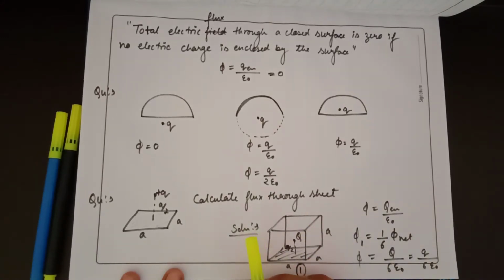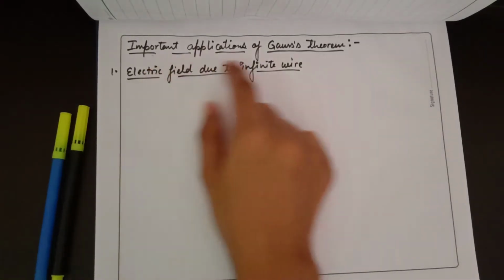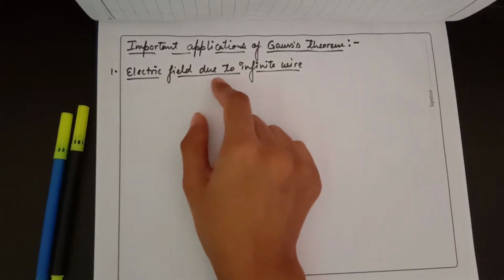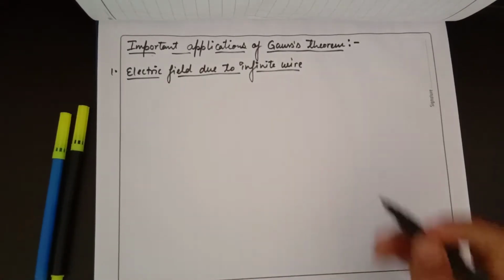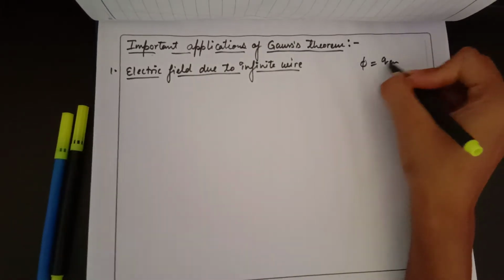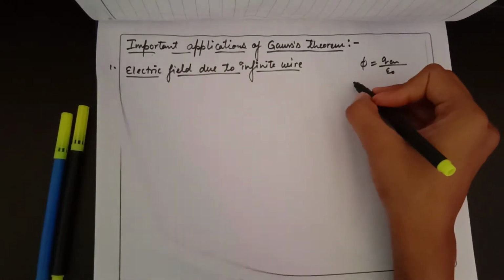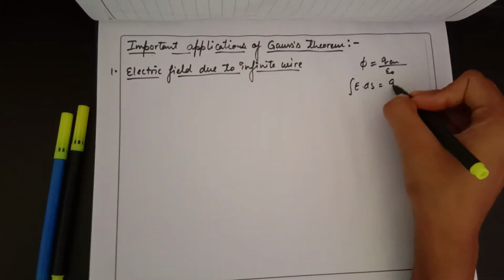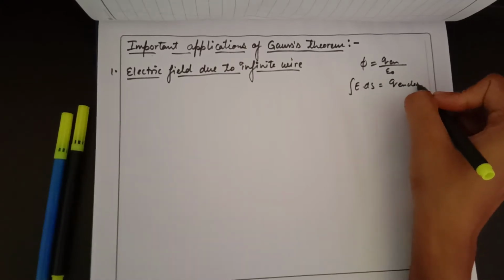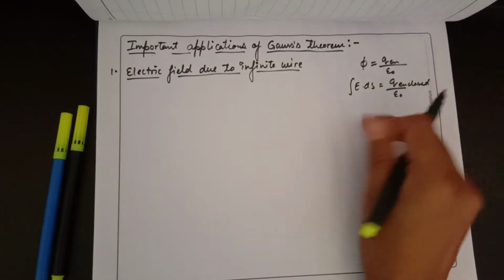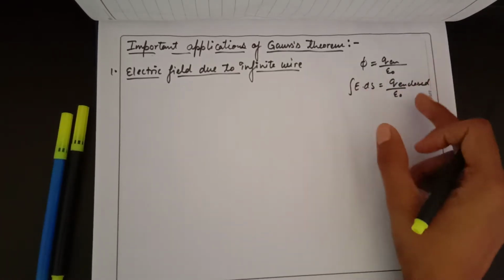So today we will see some important applications of Gauss's theorem. First we will see the electric field due to an infinite wire. As you can see, Gauss's theorem says phi is equal to q enclosed divided by epsilon naught, and we can write phi as the closed integral of E dot dS. So E dot dS will be equal to q enclosed divided by epsilon naught. Using these two we can get the electric field in terms of q and epsilon.